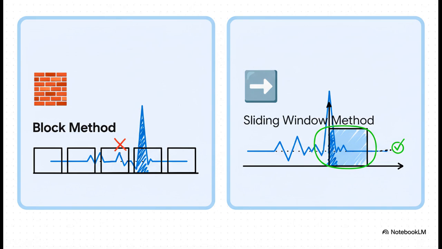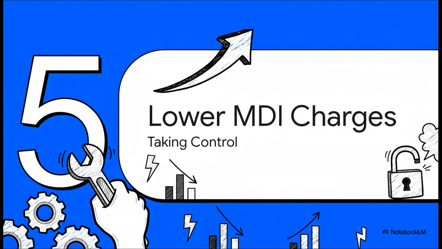Now, something else you've got to know is that modern meters are way smarter. They've moved on from an old block method, which checked your usage in these rigid 30-minute chunks, like from 2 to 2:30. A spike could get missed. But new meters, they use a sliding window method. Think of it like a moving 30-minute window that's checking your usage every single minute. It's far more accurate at catching your true peak, which means it's harder than ever for a power spike to go unnoticed.